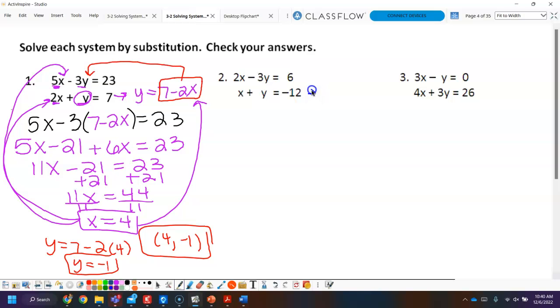Since we solved for y there, let's solve for x. So you subtract y to the other side, you get x equals -12 minus y. Take that and substitute it in up here. So again, if you solve for x, you replace x. If you solve for y, you replace y. And you always replace it in the other equation.